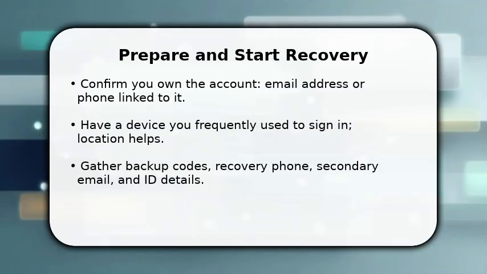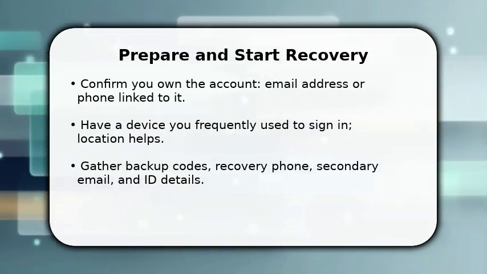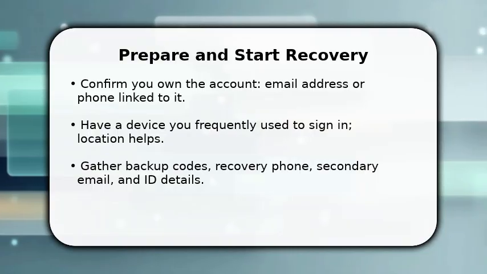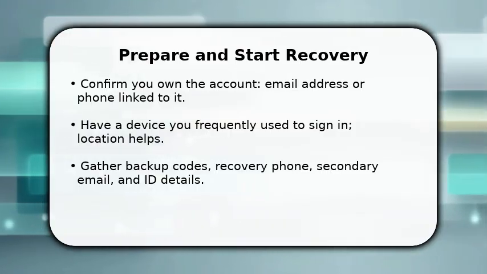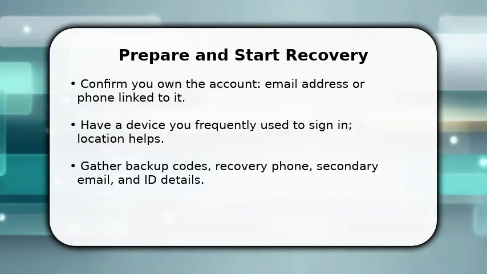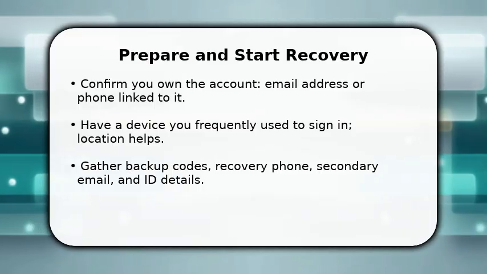You begin by confirming the exact Gmail address and using a familiar device and location. This increases successful verification. Once ready, open Google's account recovery flow and enter the email. Make sure to provide the last password you remember and any recovery phone or email when prompted. If you have backup codes or a recovery phone, have them at hand. They are the fastest way to prove ownership and move to the next verification step.